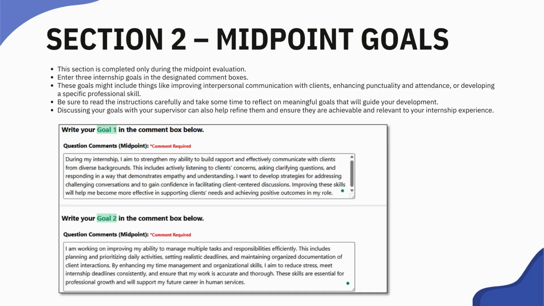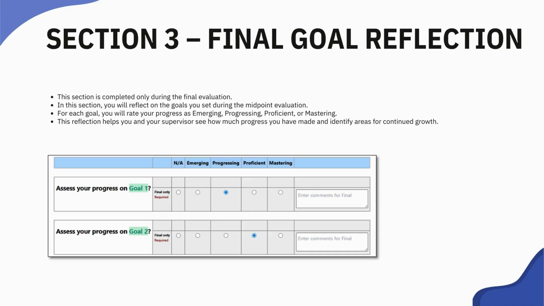The third section is final goal reflection, which you will complete only during the final evaluation. In this section, you will reflect on the goals you set during the midpoint evaluation. For each goal, you will rate your progress as emerging, progressing, proficient, or mastering. This reflection helps you and your supervisor see how much progress you have made and identify areas for continued growth.